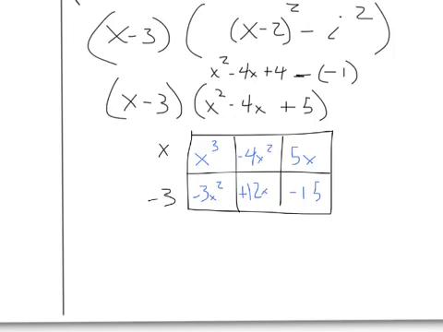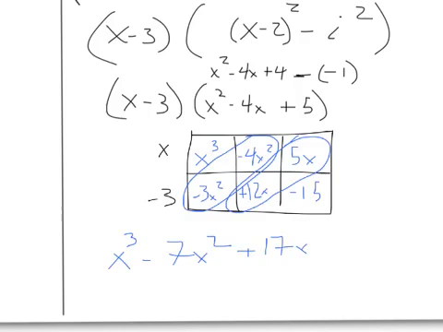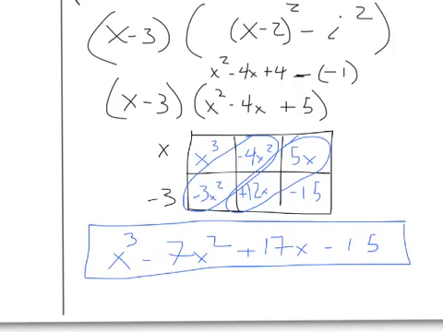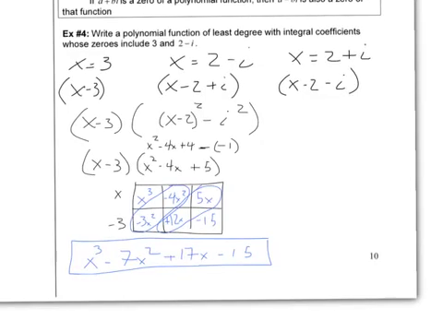So our final answer is going to be x cubed. Then we have like terms here, minus 7x squared, like terms here, so plus 17x minus 15. And there is our function that we were looking for. It said write a polynomial function of least degree with integral coefficients. That's it right there. We may just want to write y equals, but there we go. That's the function we're talking about.